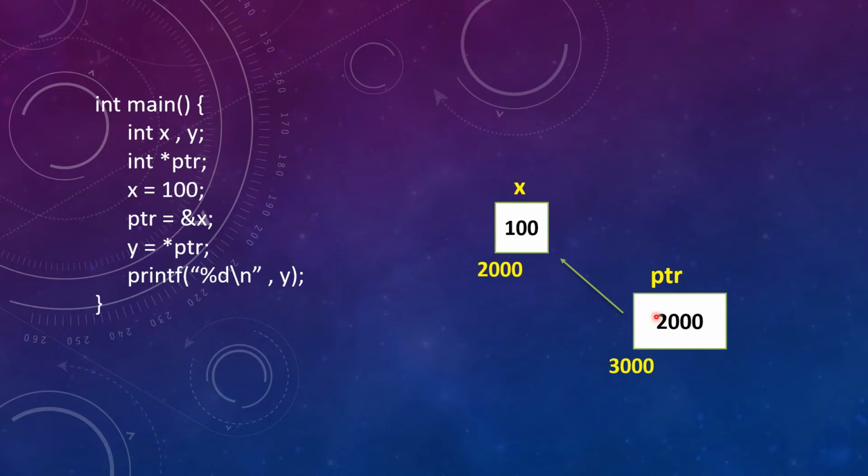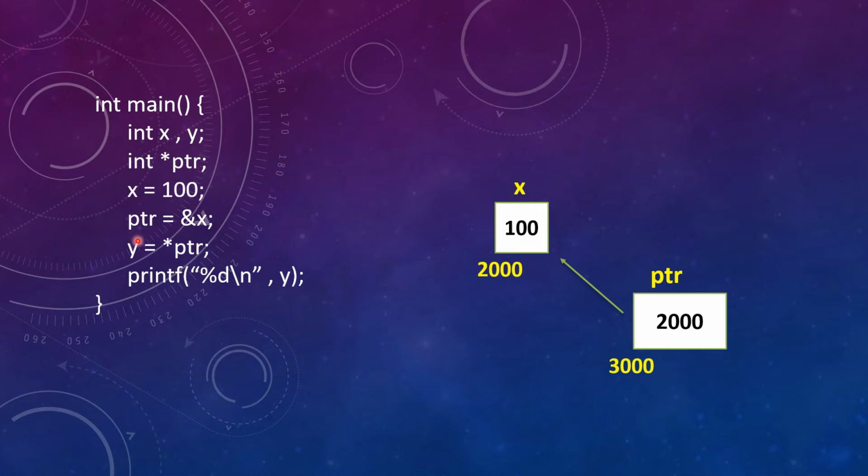Whenever you face this 2000 value, go to that base address and check which variable is there: x. Now, we don't have the key to enter this block. This star is basically the key to enter inside this block. So you can enter, take the value out, that is 100, and store it in y.